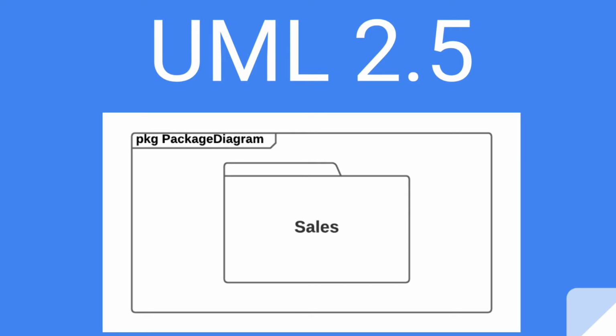Hello everyone. In this video we are going to cover the visibility kinds in UML on the basis of package elements. Now you can see a package diagram with the contents of one package, sales. In the header there is the kind field specified, shortened to letters PKG, followed by the name of the diagram, which is in this case a package diagram.